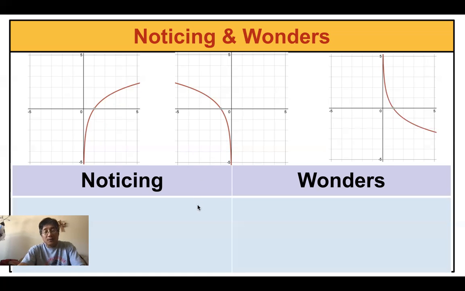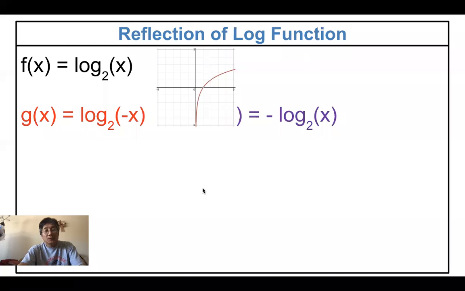Let's talk about this one. We have two things here. f of x is log 2x, and you know this is the graph, right? And g of x is log 2 of negative x. And h of x is negative times the whole function, negative log 2x. How do you change this?